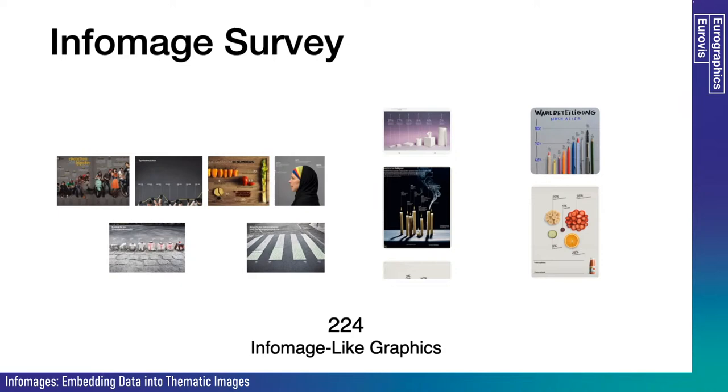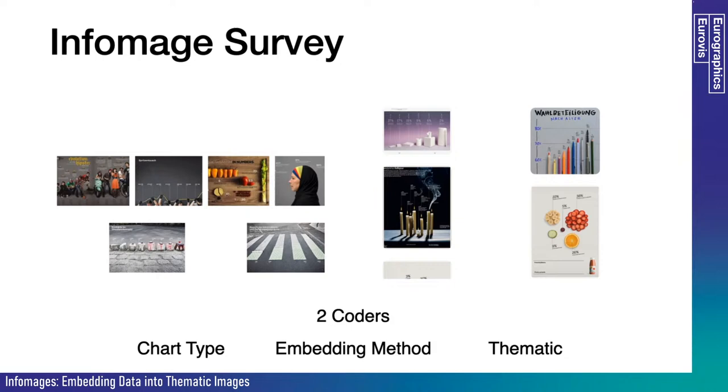We then used Google's reverse lookup of images to see if we could identify the creators of these images. We found that a large chunk of the graphics, 188 to be exact, were created by professional designers or design firms. We then coded each image based on the type of chart they use, the embedding methods employed, and if the image was thematic or contextual to the data. So let's look at the chart types first.